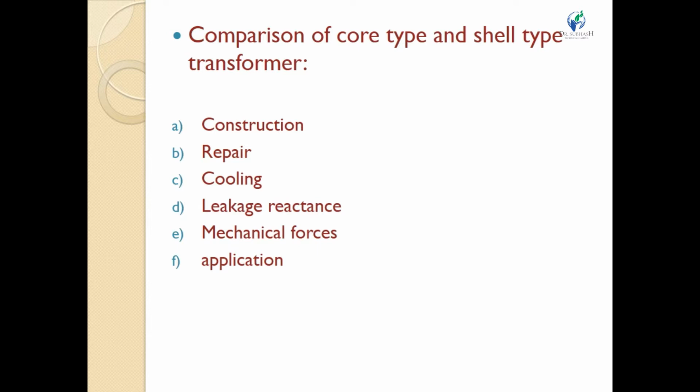The fourth point is leakage reactance. The leakage reactance of the shell type transformer is smaller compared to the core type because of the better coupling between LV and HV winding. The fifth point is mechanical forces. The shell type transformer is more robust mechanically compared to the core type because of the better support of the winding against the electromechanical force. The windings are enclosed by the core in the shell type transformer.